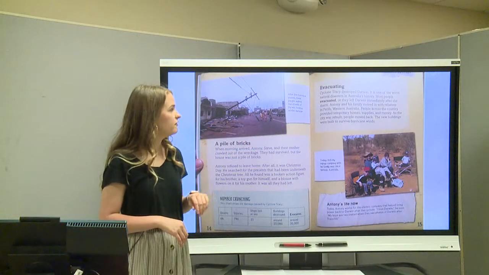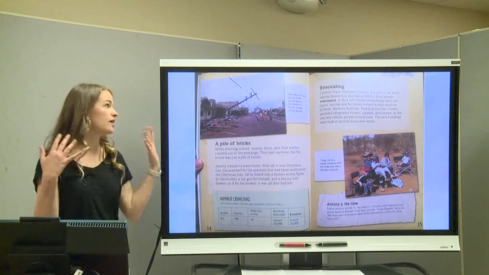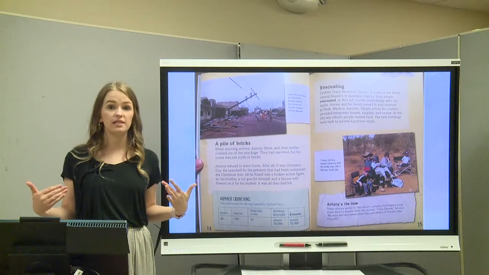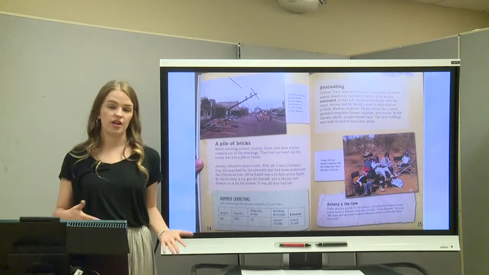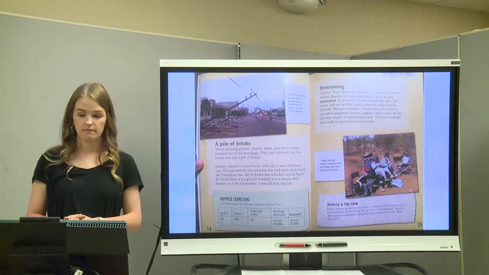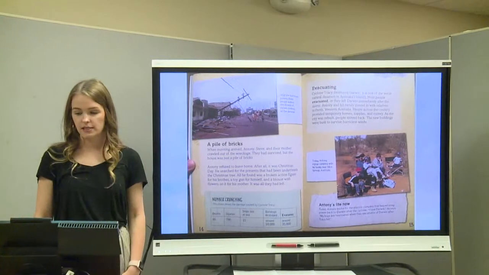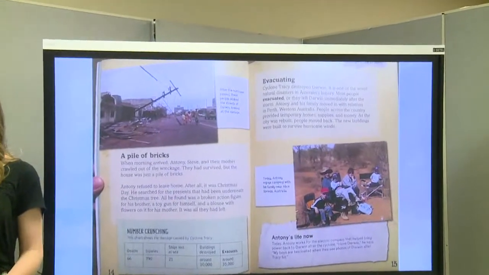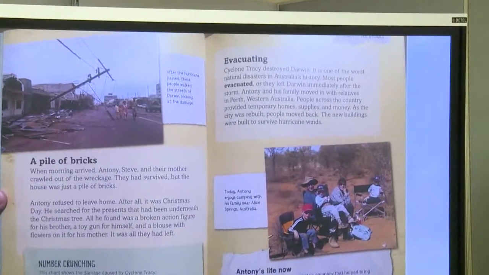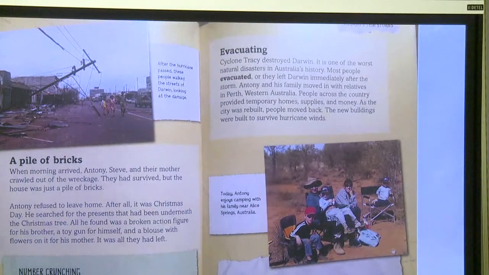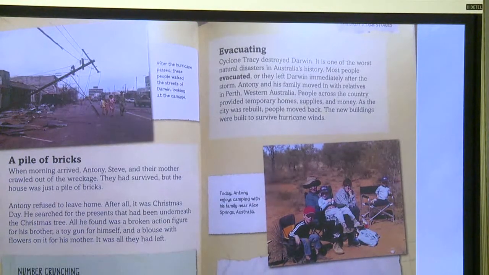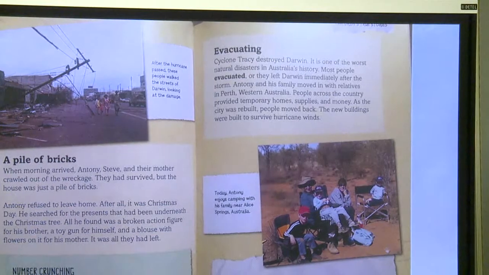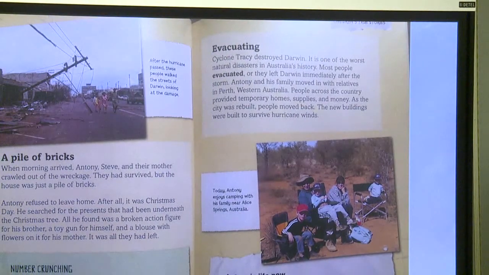Our next page, evacuating. Again, another heading. So this text must be about evacuating or leaving the city. Cyclone Tracy destroyed Darwin. It was one of the worst natural disasters in Australia's history. Most people evacuated, or they left Darwin immediately after the storm.